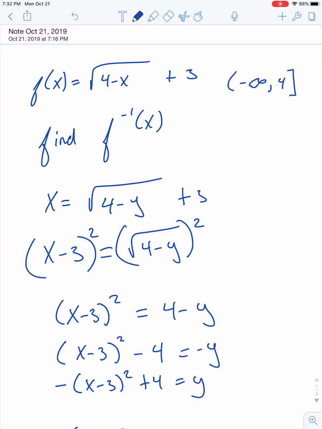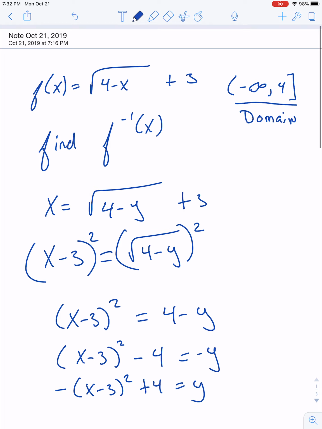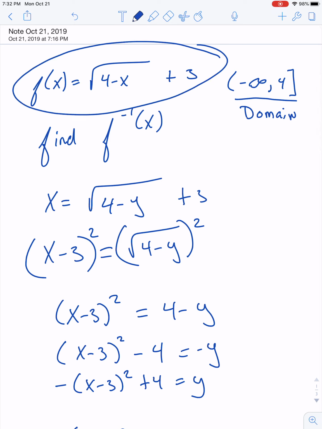Okay, so we know that this is the domain of the original function. But for the inverse function, the range of the original will give us the domain of the inverse. So let's find the range of this function here.